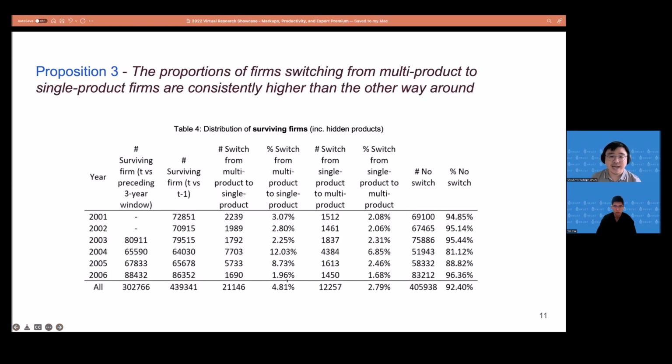Now, let's look at the dynamic effect of the transformation of surviving firms into single-product or multi-product firms. In table 4, columns 3 to 9 are computed based on the approach in column 2, that is by comparing year T to the previous year, instead of column 1, that is by comparing year T to the preceding 3-year window. As shown in this table, the proportion of firms switching from multi-product to single-product firms is consistently higher than the other way around, and this lends verisimilitude to the hypothesis that heated competition will drive the surviving firms to focus on their core business, although they eventually outcompeted.